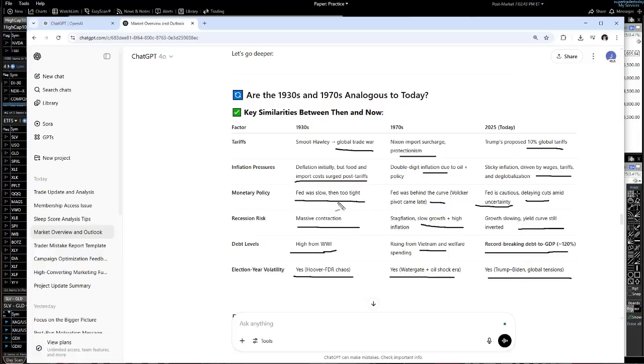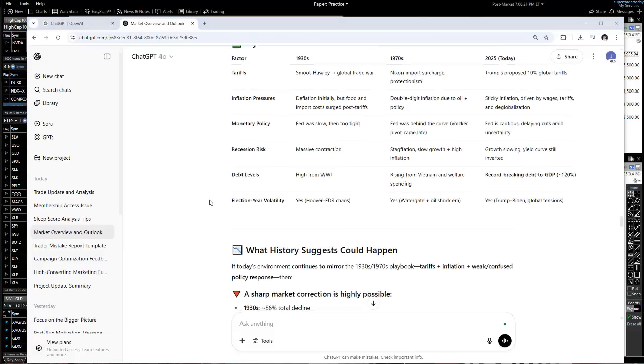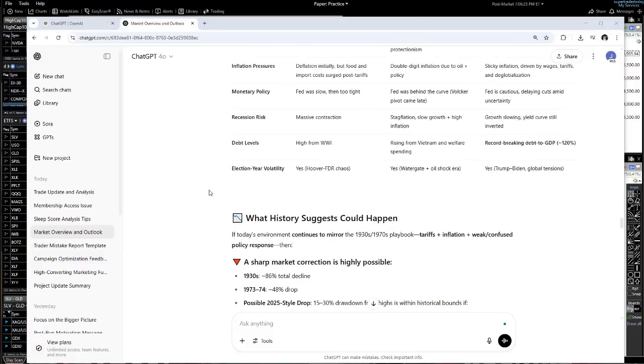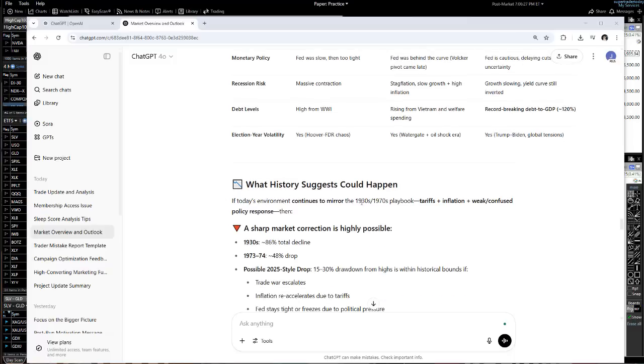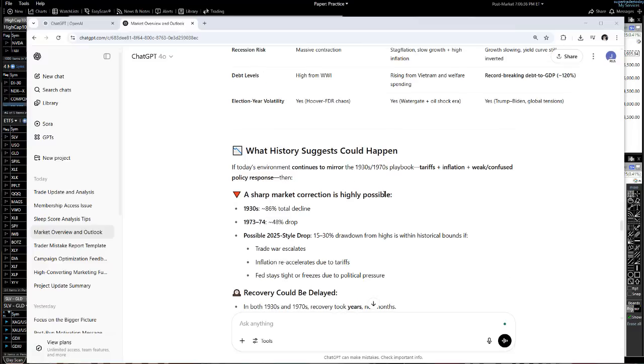So we have a lot of things lining up, because every time there have been trade wars in the past, it's been pretty bad, right? So here, check this out. This is what history suggests could happen. If today's environment continues to mirror the 1930s and 1970s playbook, with tariffs, inflation, and a weak, confused policy response, then a sharp market correction is highly possible. The 30s was 86%, the 1970s was 40%.